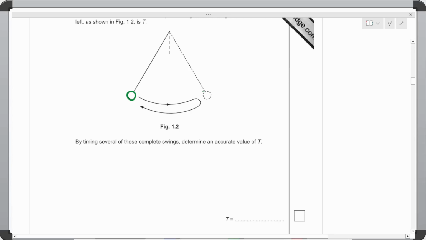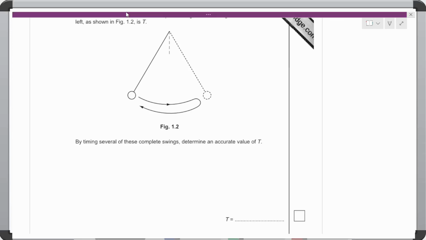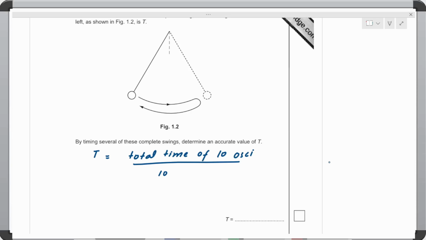Now listen to this one very carefully. Whenever you have to find the time period, which is the time of one oscillation, you never take the time of one oscillation directly. As a matter of fact, you take the time of multiple oscillations. So for example, in order to find the time period, you take the total time of 10 oscillations or 20 oscillations. Stopwatch: keep the answer of the stopwatch to 1 decimal place.